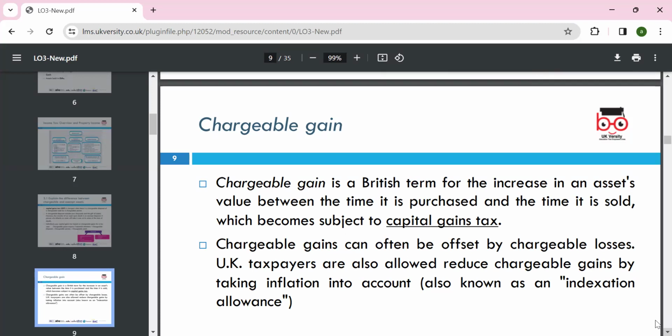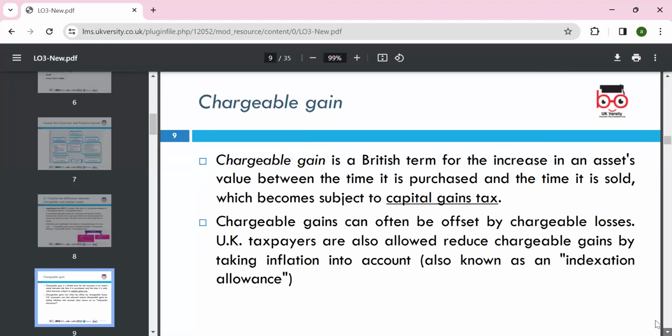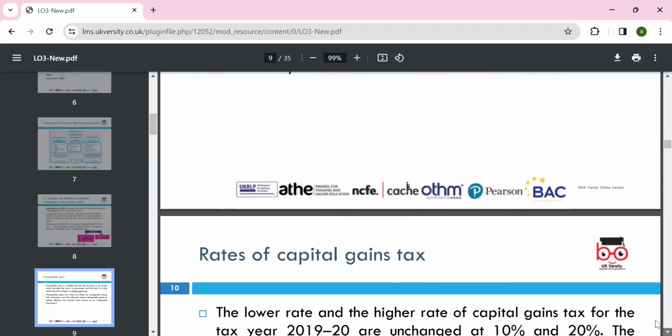The chargeable gain can be offset by chargeable losses when you have them. UK taxpayers are also allowed to reduce the chargeable gain by taking inflation into account, known as indexation allowance, for shares or other assets.